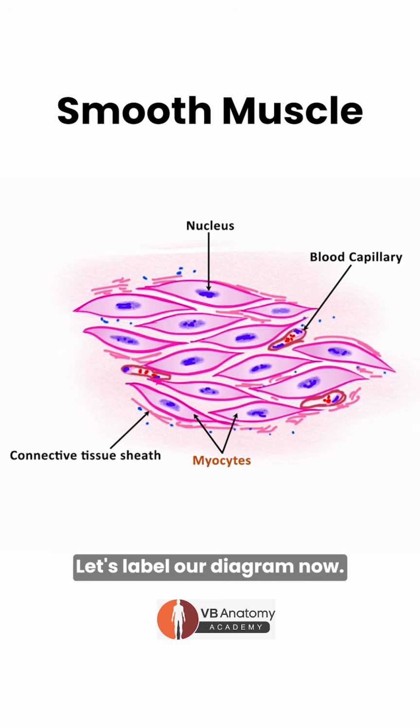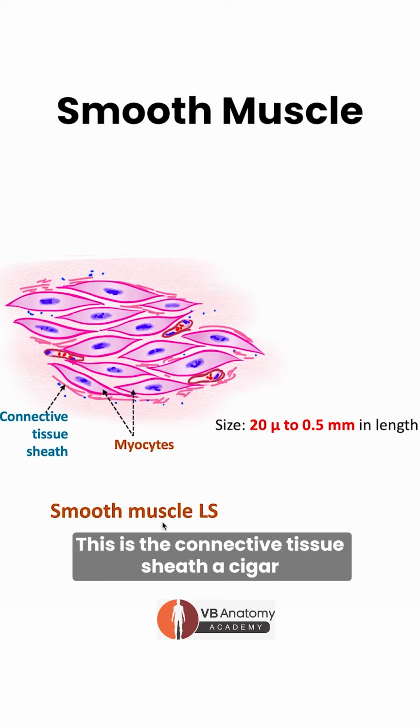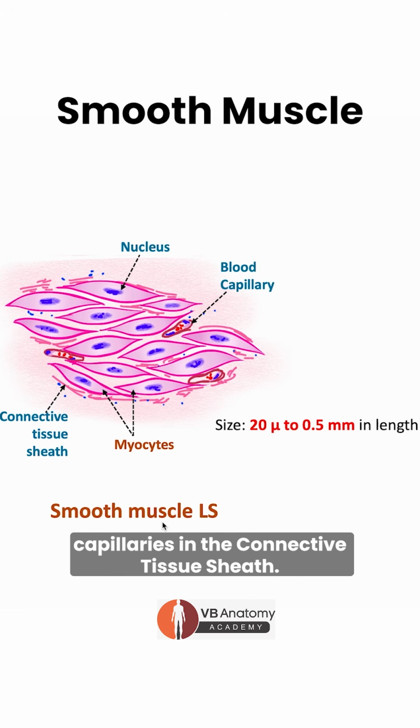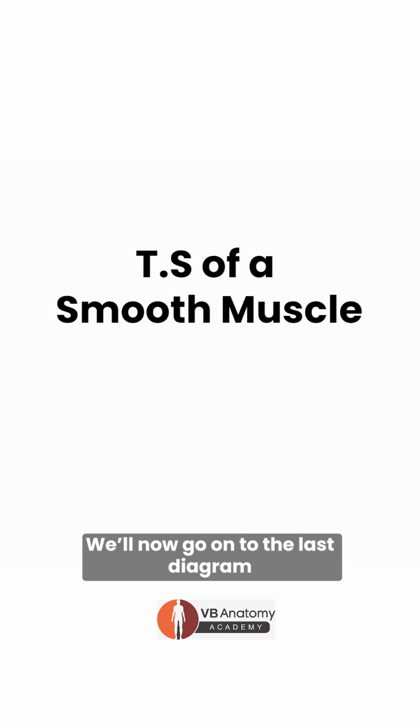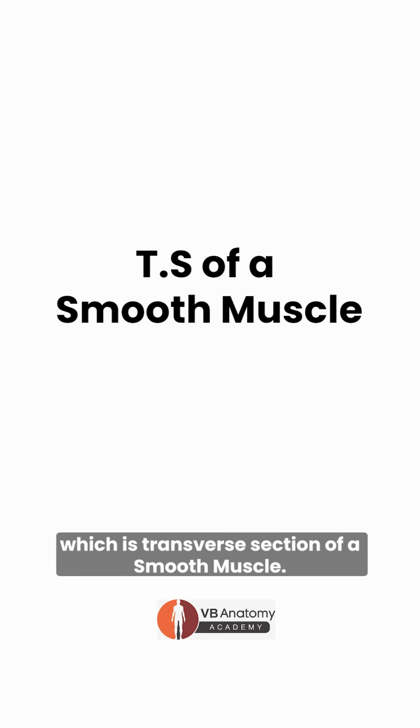Let's label our diagram now. These are the myocytes. This is the connective tissue sheath, a cigar shaped nucleus, and blood capillaries in the connective tissue sheath. We'll now go on to the last diagram, which is the transverse section of a smooth muscle.